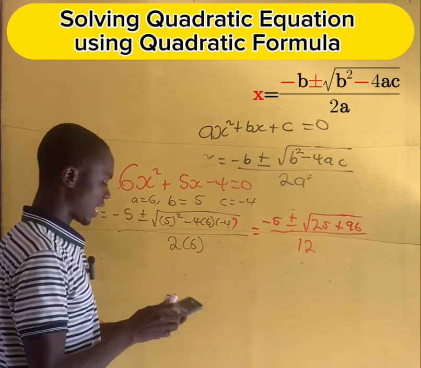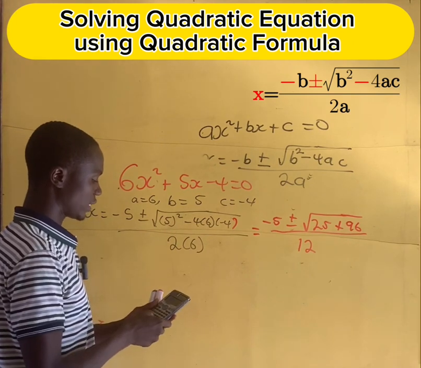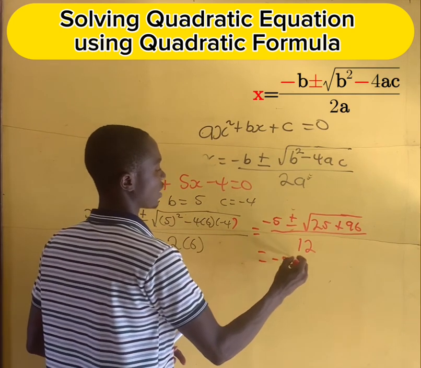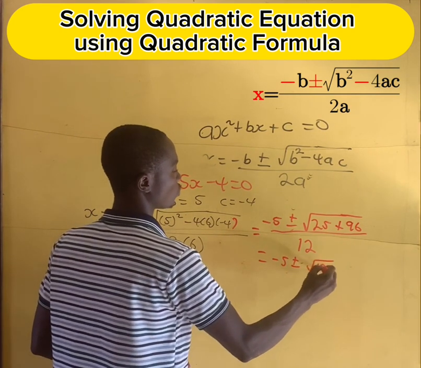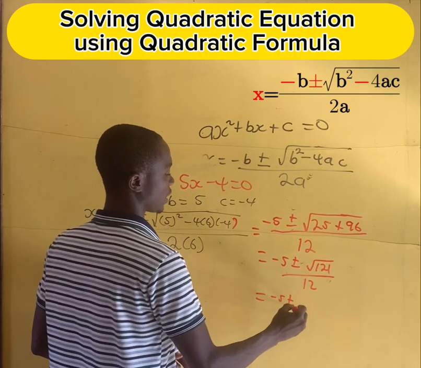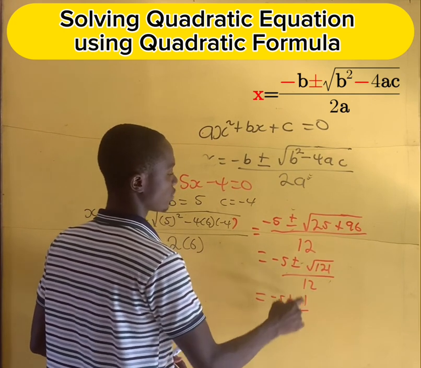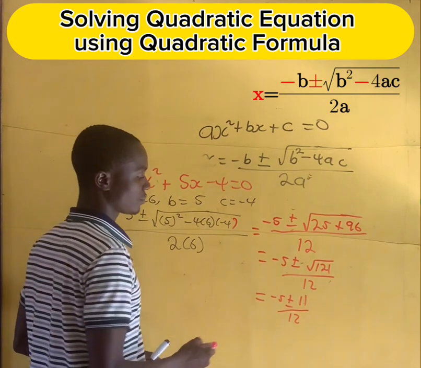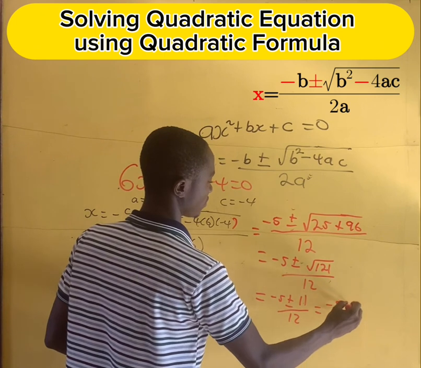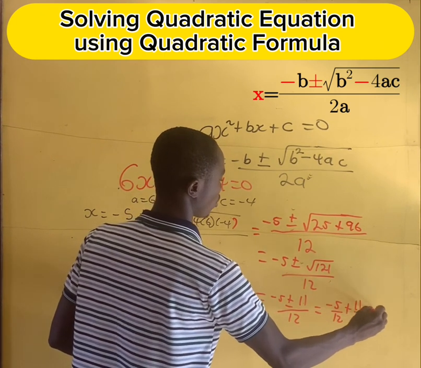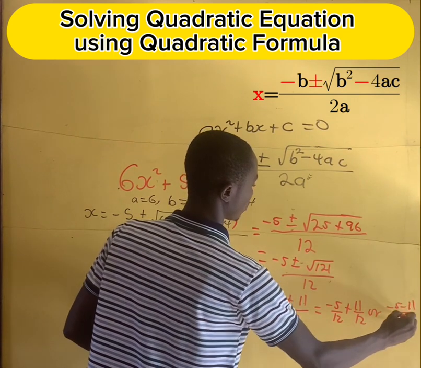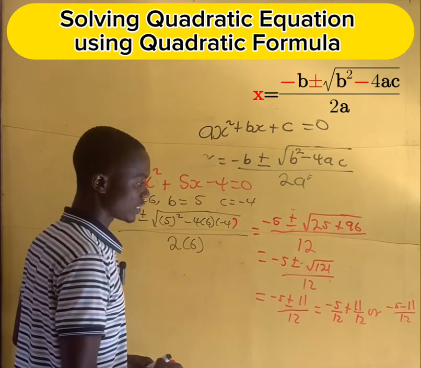So we add 25 to 96, that will give us 121. So this is minus 5 plus or minus square root of 121 divided by 12. And we have minus 5 plus or minus 11 divided by 12, because square root of 121 is 11. So this will give us minus 5 on 12 plus 11 on 12, or minus 5 minus 11 on 12. In a very simple way.